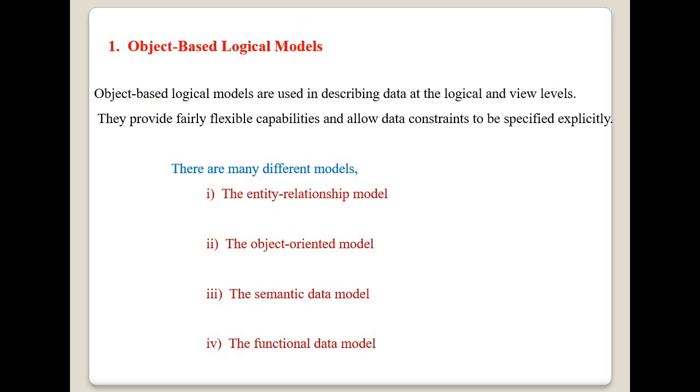First, the object based logical model. What do you mean by object based logical model? Object based logical models are used in describing data at the logical and view levels. They provide fairly flexible capabilities and allow data constraints to be specified explicitly. This model is further divided into four categories: the entity relationship model, the object oriented model, the semantic data model, and the functional data model.